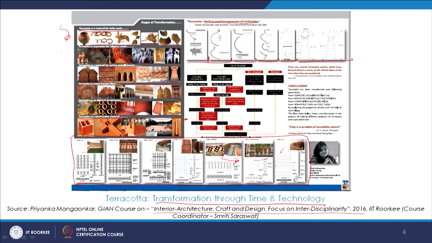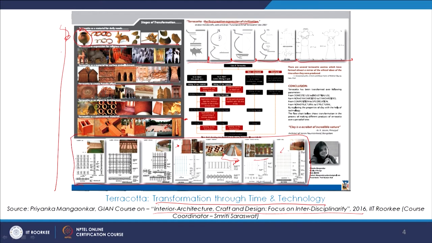With changing time, with advancement of technology, with the availability of new methods and machines and tools, and a different understanding of the material, there have been these transformations and transitions and different ways of using the same material which was used only as an object of daily use. And that happens with all materials, whether we talk about stone or terracotta or timber.